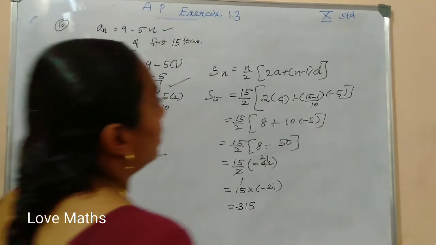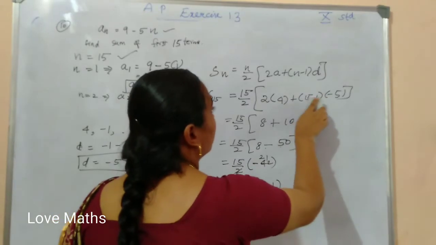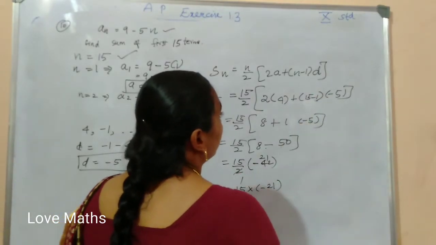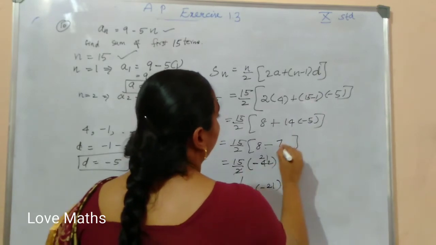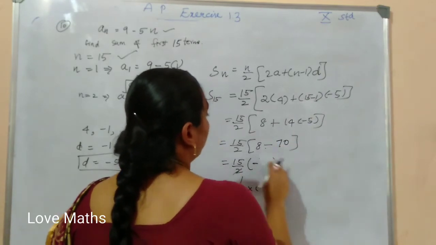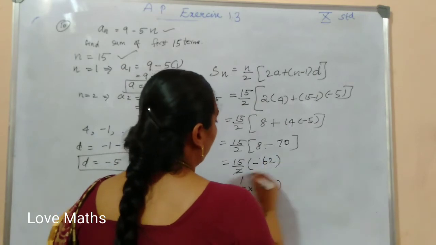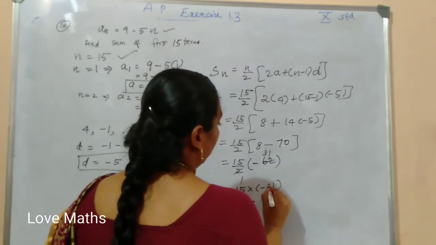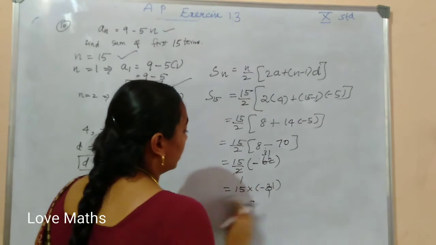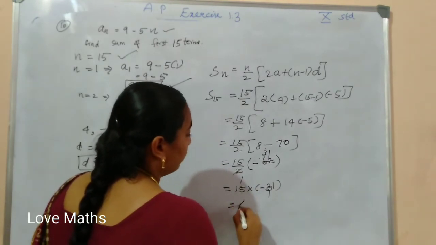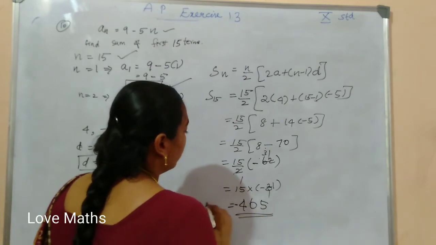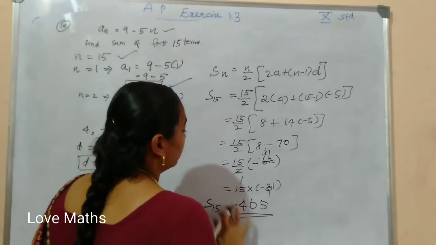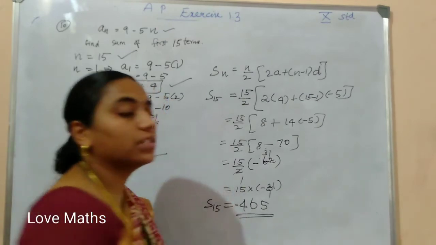Sorry, by mistake, 15 minus 1 is 14. So 14 into minus 5 is minus 70. So it is not 42, it is 62. So cancelling you can get 31. So 31 means the answer will be 465, plus into minus gives minus. So yes, the 15th answer is minus 465.